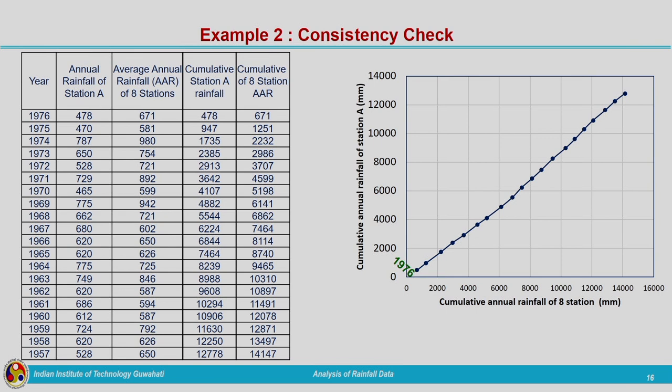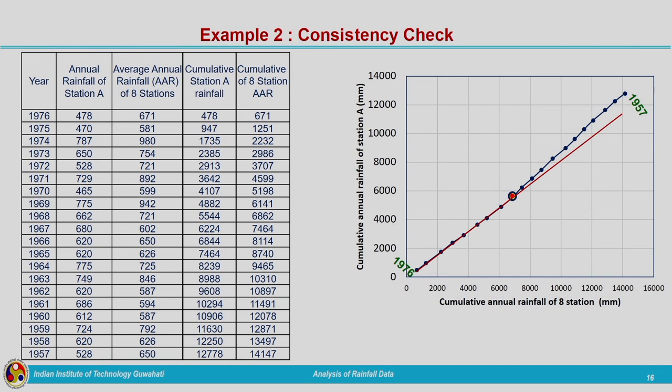So you can see, this is again, I am marking the year in order to make it clear. It is starting from 1976 to 1957. And I am fitting a curve, a straight line. You can see the some of the data is deviating from the straight line. So that point you can mark by this yellow dot. From this point onwards, the data deviation is starting.